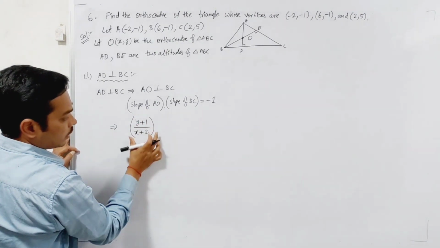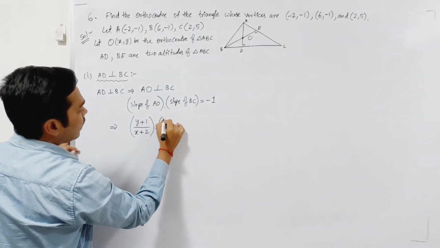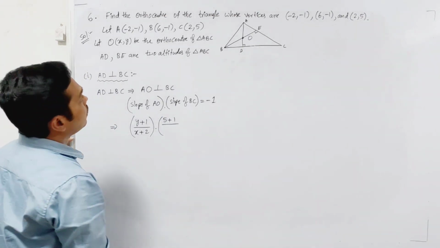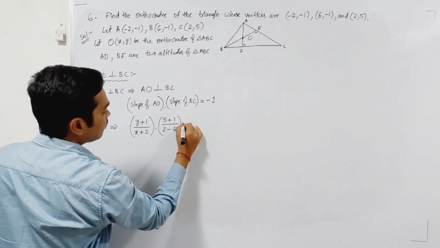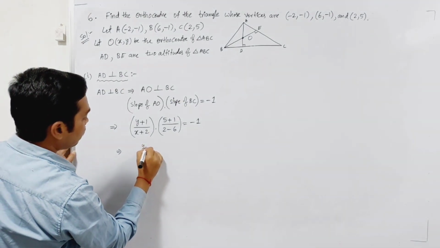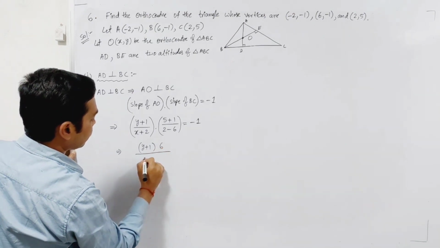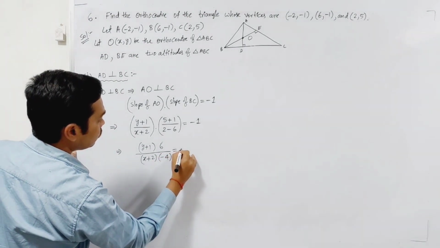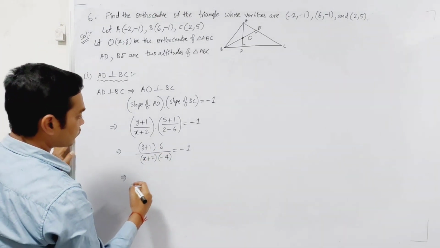Slope of AO into slope of BC. B and C, same formula: y2 minus y1 over x2 minus x1, that is minus 1 plus 1 by 2 minus 6, is equal to minus 1. Now simplify this: (y plus 1) into 6 by (x plus 2) into minus 4 is equal to minus 1. Cross multiplication, or you can simplify, no problem.